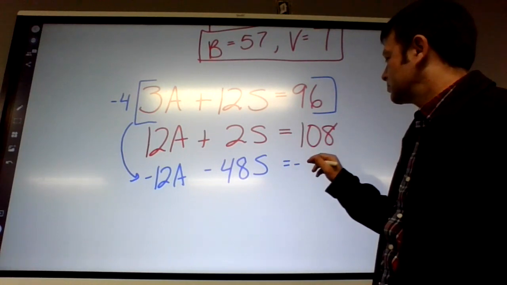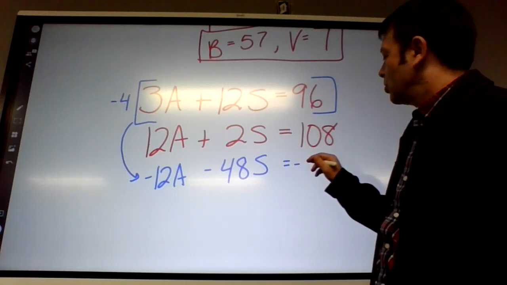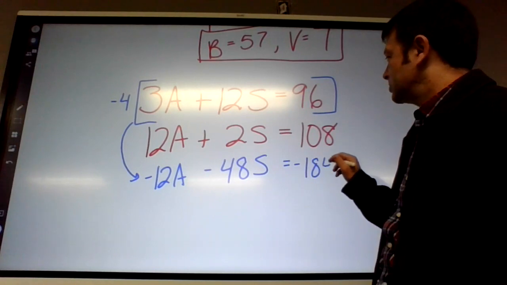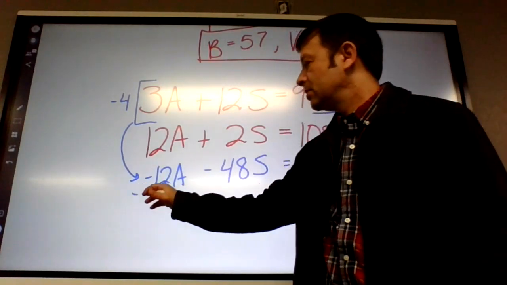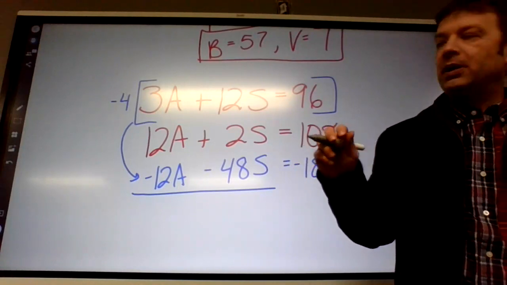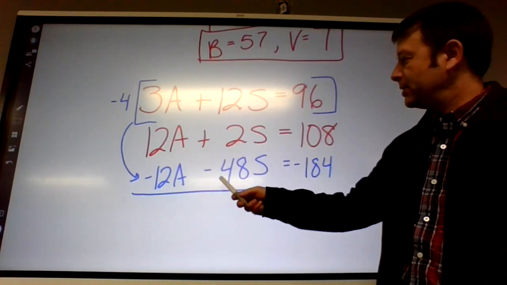Where are you getting negative 40? Oh, I think it's 184, isn't it? You choose whatever number you want to multiply by. Yeah, but you want to choose something that will get rid of the A's or the B's. You get negative 20. Okay, the A's go away.